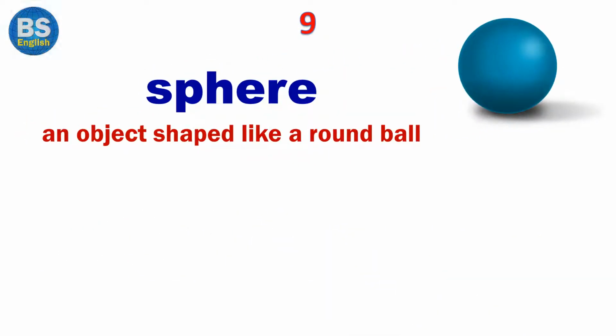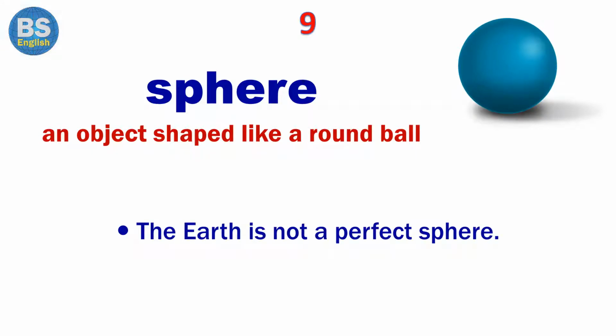Sphere. An object shaped like a round ball. The Earth is not a perfect sphere.